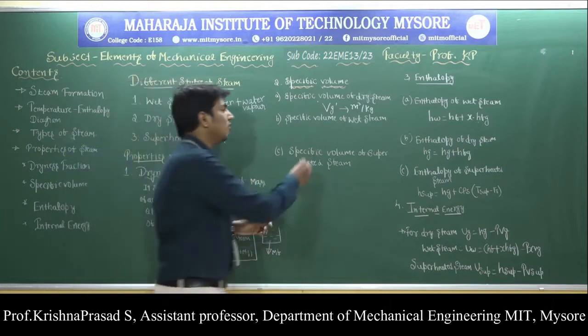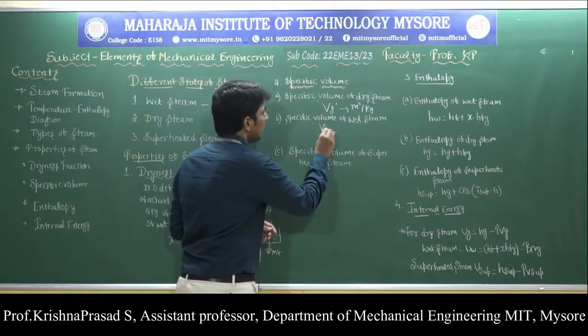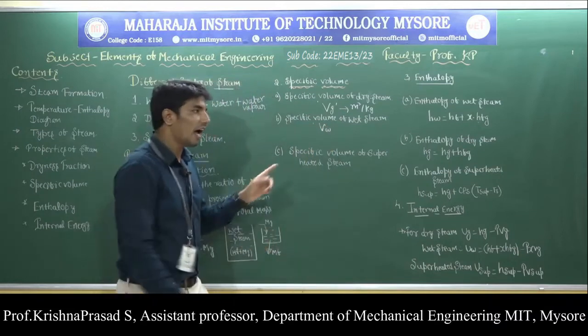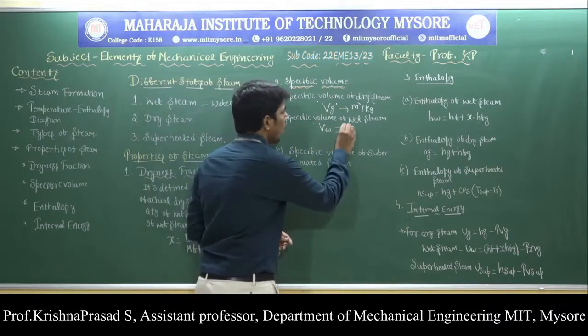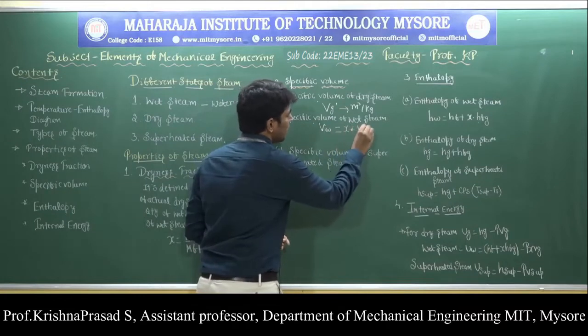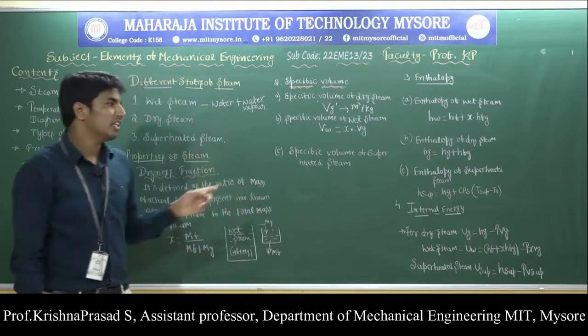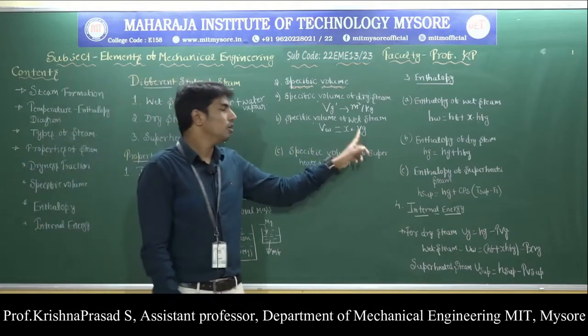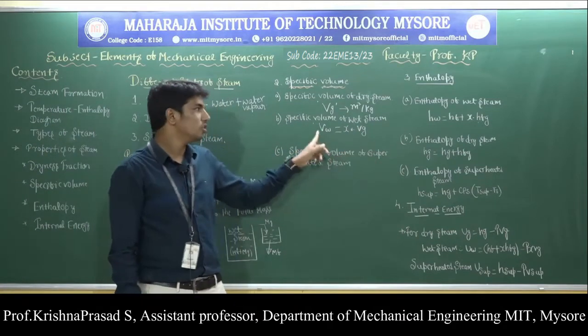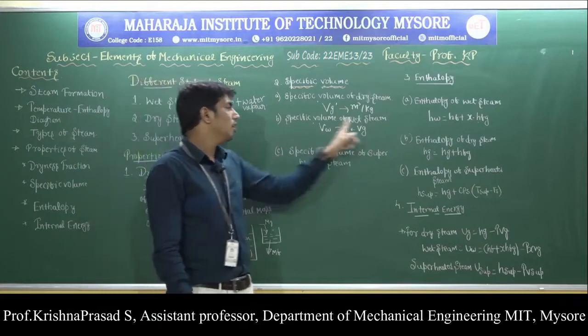The specific volume of the wet steam is denoted by Vw, and that will be equal to X into Vg. What is meant by the X? X is nothing but the dryness fraction, and Vg is the specific volume of the dry steam. So this is regarding the specific volume of the wet steam.